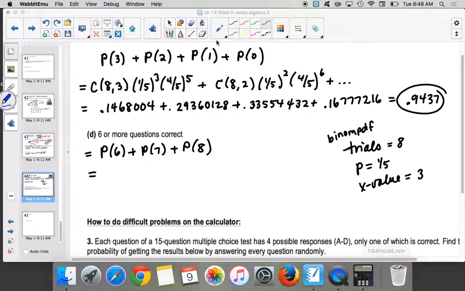So let's do this one. If it says 6 or more questions correct, well, you could find 6, you could find 7, you can find 8, but let's use the complement. So who can tell me what a complement is? Do you guys remember what a complement is?